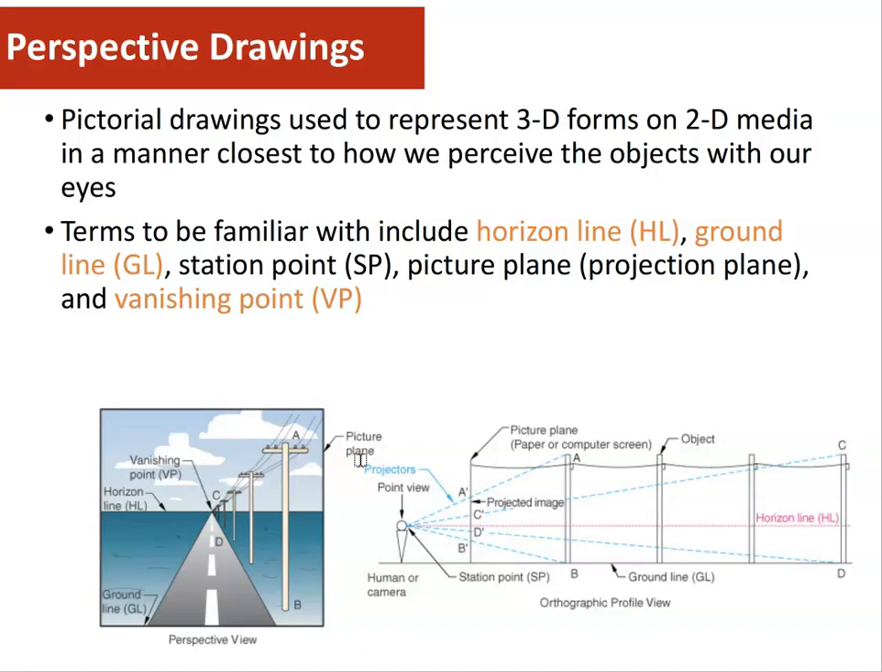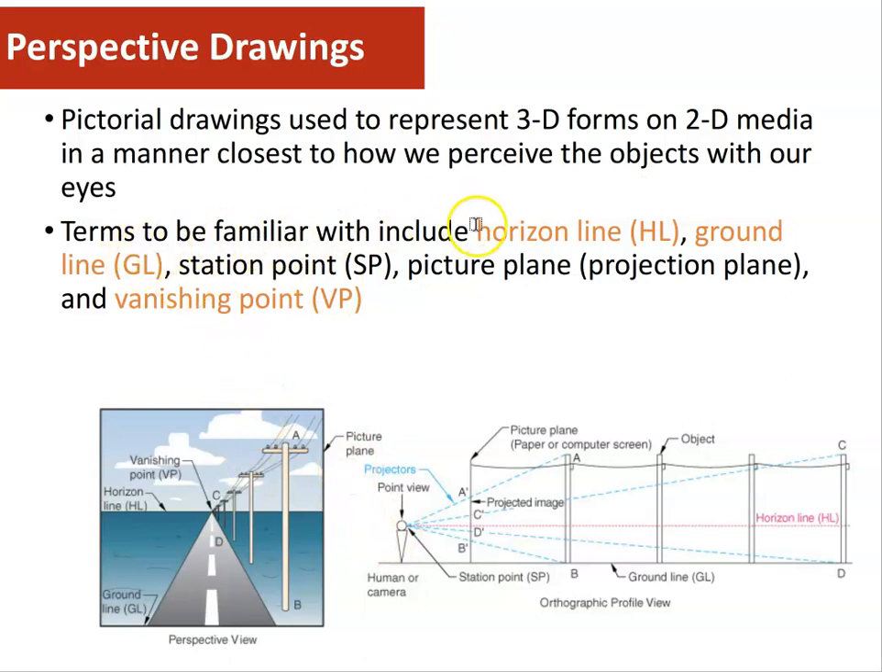And for isometric, we need to know what the characteristics of isometric are. Now we're going to talk about perspective drawings. Perspective drawing is the last one. Pictorial drawings used to represent 3D forms on 2D media in a manner closest to how we perceive the objects with our eyes. It's almost like we're taking a picture using our camera, and what we see in the picture is the perspective drawing.